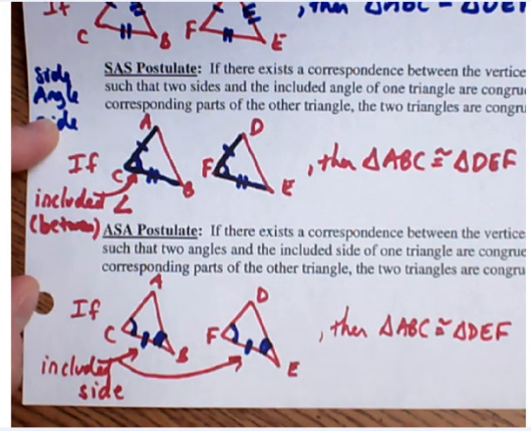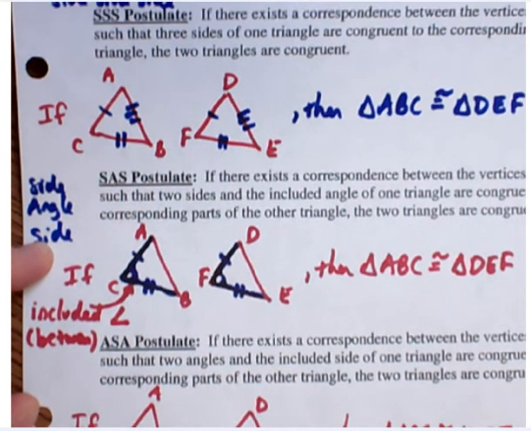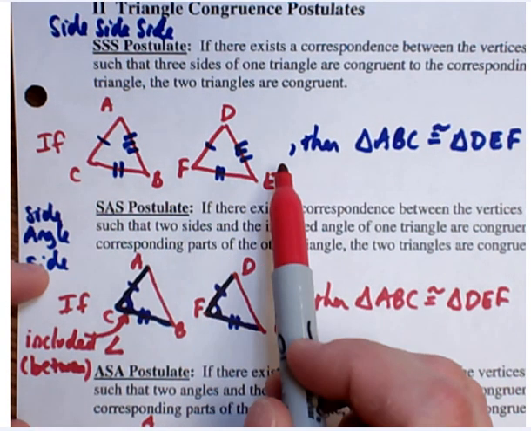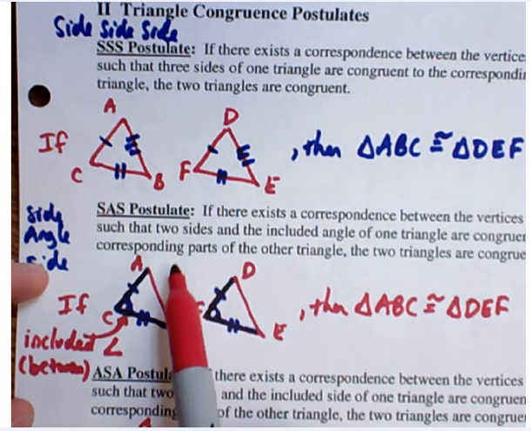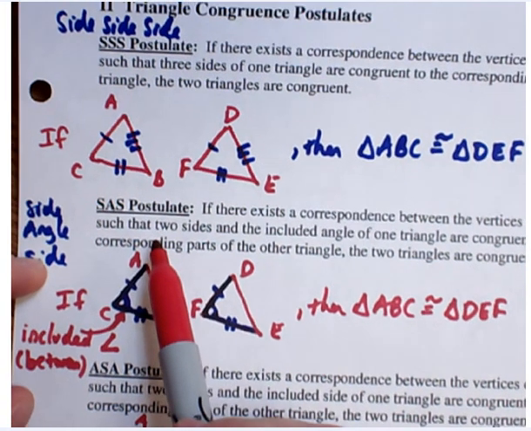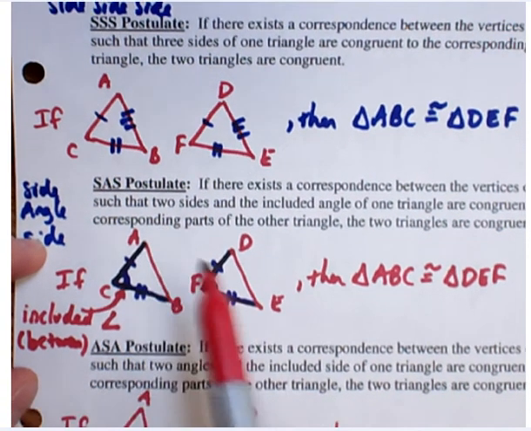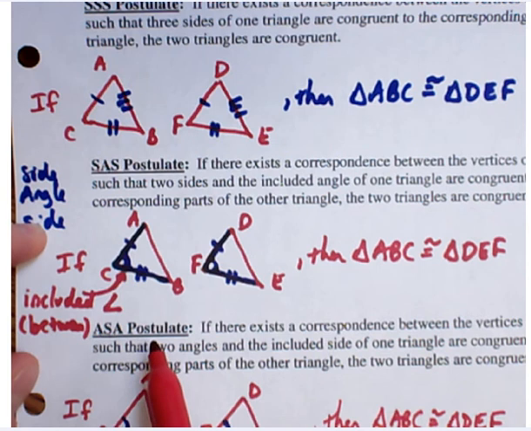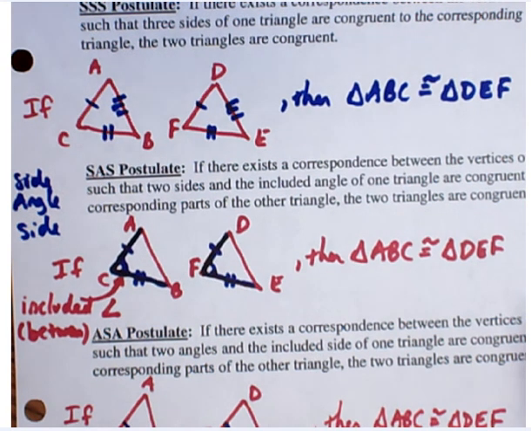Okay? So side, side, side is enough information to say the triangles are congruent. Side, angle, side is enough information to say the triangles are congruent. Angle, side, angle is enough information to say the triangles are congruent. Okay, so we'll pause it there and go ahead, flip it onto the back, and then we'll look at the second section here.